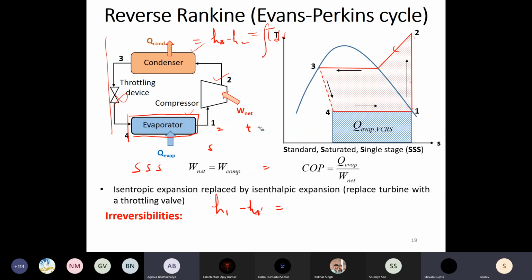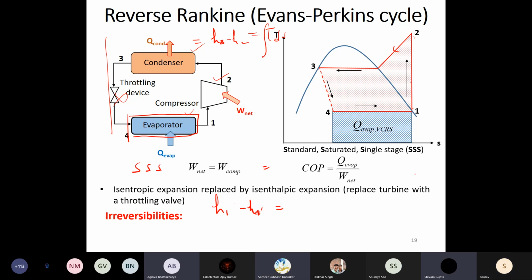Any doubts over here? Till now, any doubts, any queries? Okay. Sir, why did we change the path from 3 to 4? I did not get that.